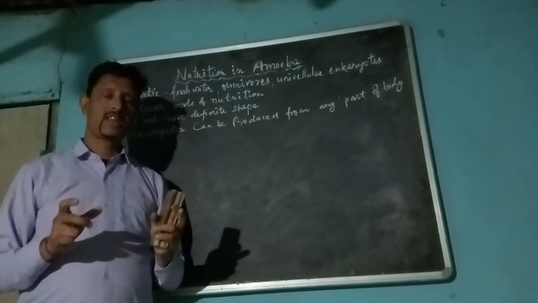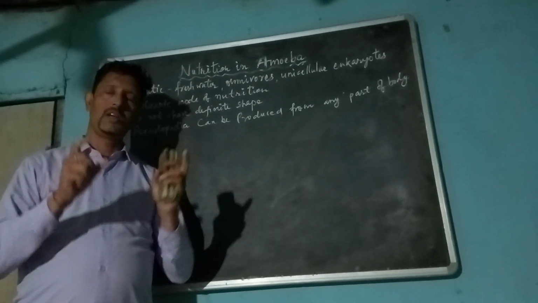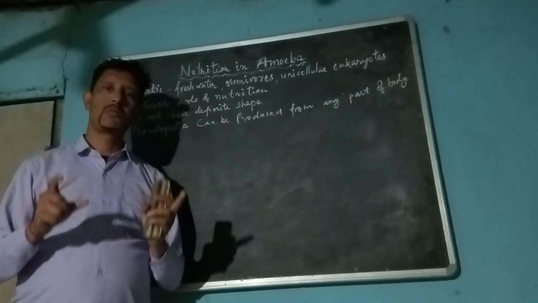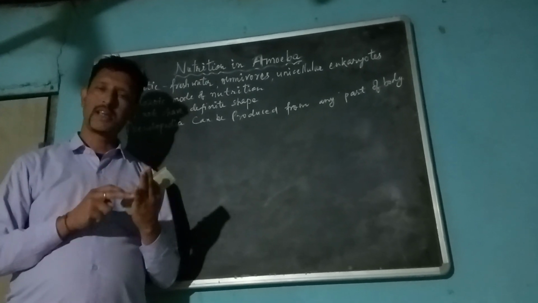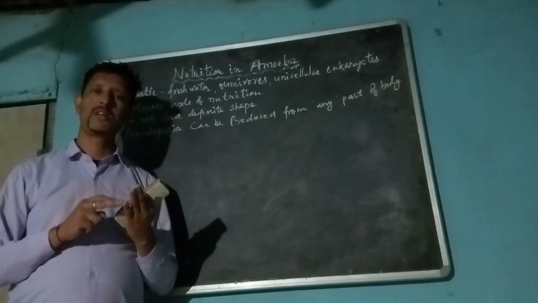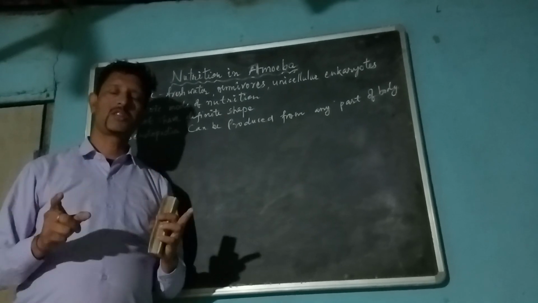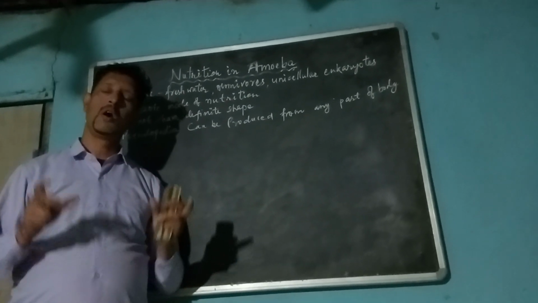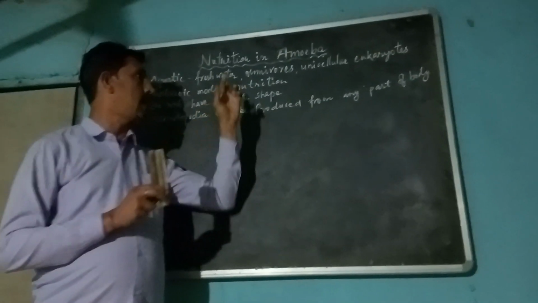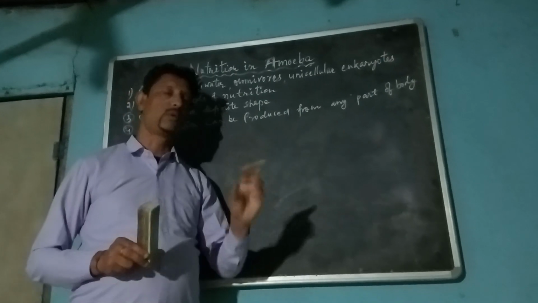One thing: amoeba, being a unicellular organism, also follows all the steps of nutrition. The first step is ingestion, that is intake of food, second is digestion, third is absorption, fourth is assimilation, and fifth is egestion. That means whatever steps run in the human body or a higher organism, all the steps run in amoeba also, as a unicellular eukaryote.